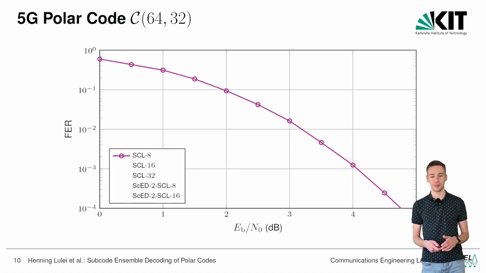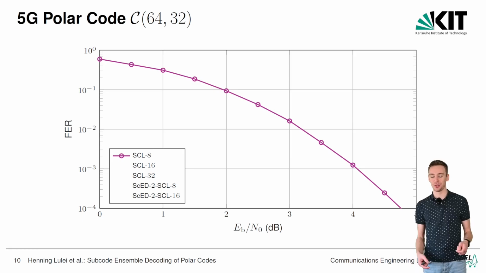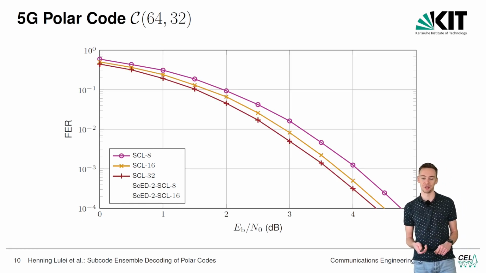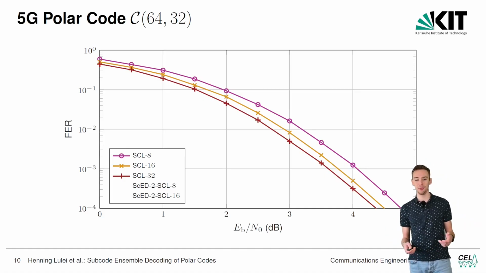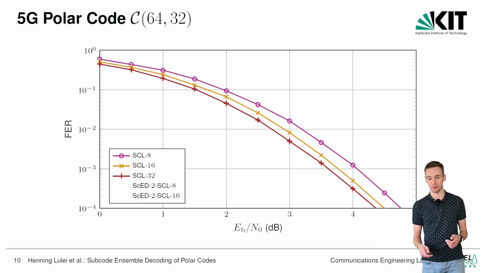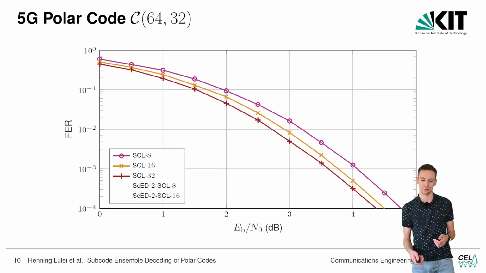Right here we have a block length 64 polar code with rate 1/2, so a really short code. And we decoded using list size 8, 16 and 32 SCL decoders. Unsurprisingly, we gain performance by increasing the list size. However, as we saw in the beginning, we also gain a lot of decoding latency and we need more chip area for that. So now our goal is to match the performance of the higher list size decoders by using multiple lower list size decoders.